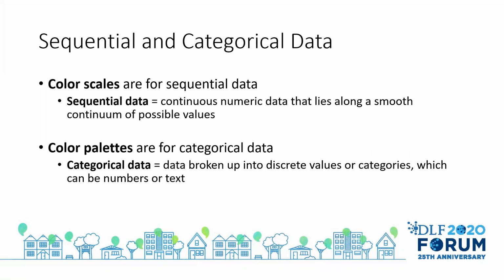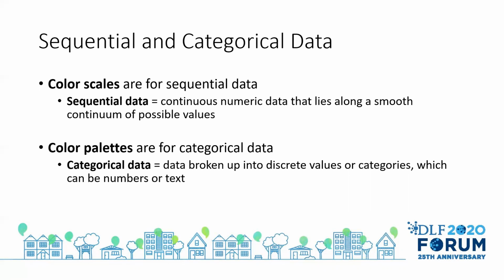When we talk about colors in charts, we often hear the phrase color palette. But I want to start by calling out the fact that there are actually 2 kinds of color choices for charts, scales and palettes. And these 2 modes of applying color to chart elements are appropriate for visualizing different kinds of data. So color scales are what we use for sequential data, and we use color palettes specifically for categorical data. Sequential data is continuous numeric data that lies along a smooth continuum of possible values, for example, the numbers from 1 to 1,000,000, or more realistically, all real numbers.